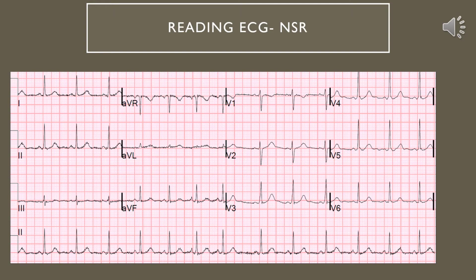Looking at the lead groups, AVR, AVL, AVF, and the V leads, are there any suggested changes of acute coronary syndrome? I don't see any really bad ST elevations, or any T wave changes that are suggesting bad ischemia. The ST segments are within about 1 millimeter of baseline, and I don't see any pathological Q waves.